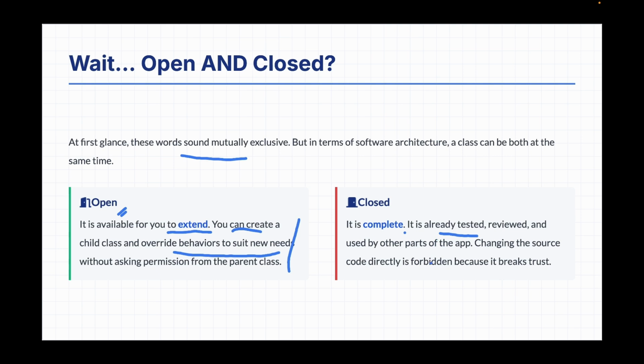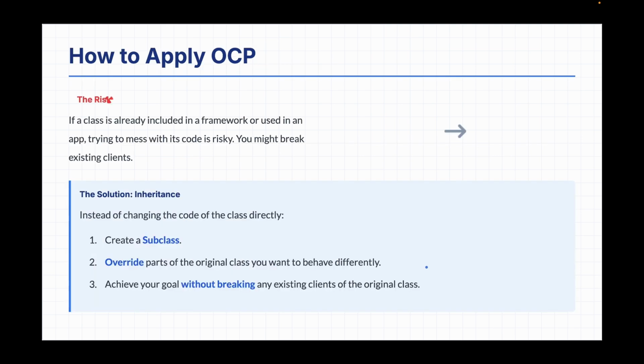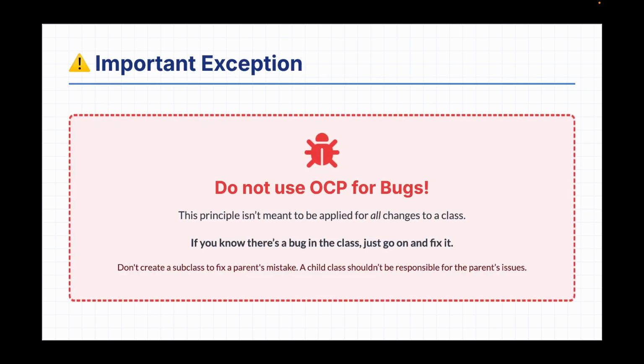So, how do we actually apply the open close principle in real world code? The idea is simple. Instead of modifying an existing class, you create a subclass. You override only the part of the original class that you want to behave differently. And by doing that, you achieve your goal without breaking the existing behavior of the original class. At this level, the original class remains untouched, stable, and safe. One important thing to note here is that this principle does not apply to bugs.